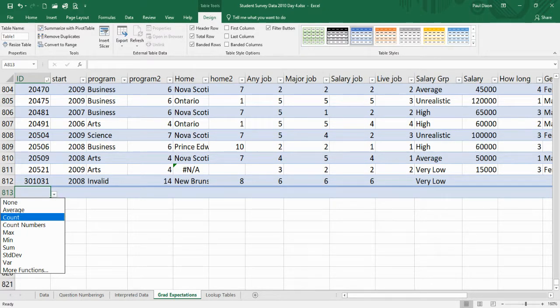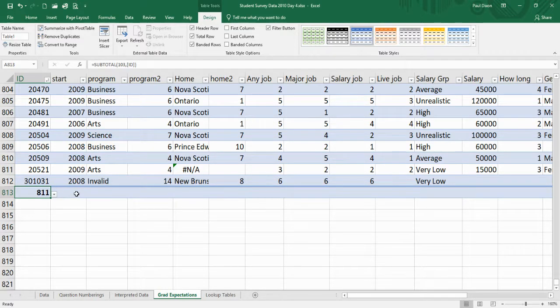These are ID numbers, so I'm not going to average them. What's the total count here? 811. There's a header row at the top. We can see here's row 812. So if I take off the header, yes, there are 811 records here. Good. Okay.